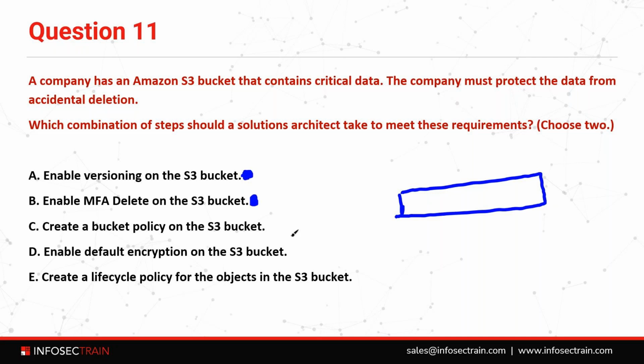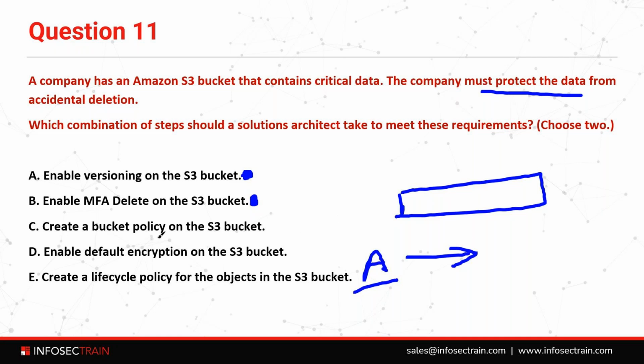Then you have the third one, which says to create a bucket policy on the respective S3 bucket. A bucket policy is for controlling access. Here they are not talking about any kind of access control. They are talking about wanting to protect the data. Okay, fine. So suppose, for example, the admin itself has become an insider threat? Admin has full control. He goes in there and does anything. In that particular case, the policy part will completely fail.